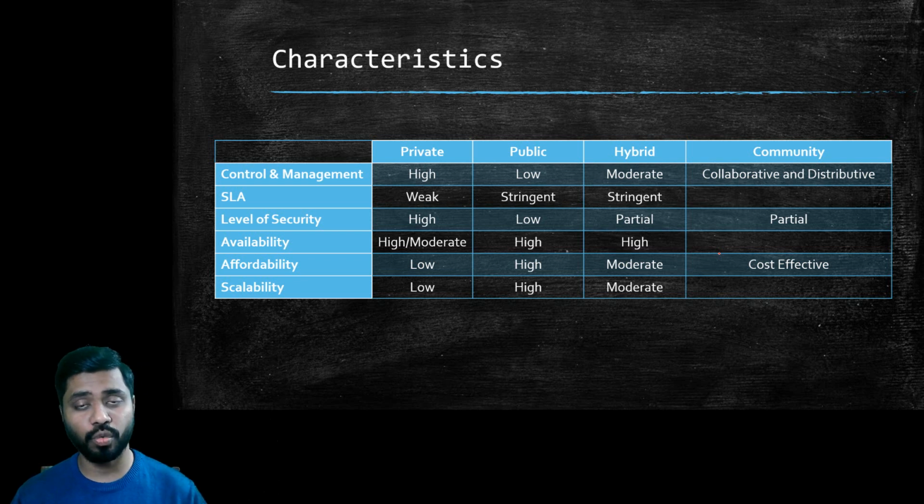Scalability means whenever you want to expand, say previously you had 100 GB, now you want to go to 200 GB. In private, scalability is low. That doesn't mean you can't go beyond 100 GB. You can definitely go for 200 GB, but in such cases, you need to procure the required hard disk for that additional 100 GB, right?